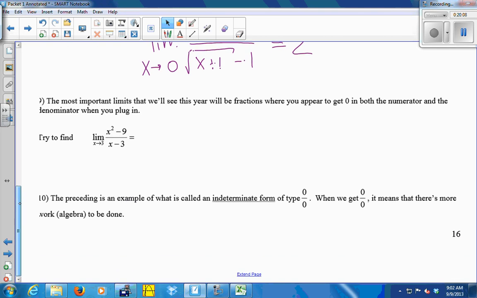Okay, so the most important limits that we're going to see this year are going to be fractions, where you appear to get 0 in both the numerator and the denominator when you plug in, just like this previous example. So here's another one. What happens if I try to plug 3 in? I'm trying to take the limit as x approaches 3 of x squared minus 9 over x minus 3. You get 0 over 0. Okay, so I can't just plug it in. So I could investigate with my calculator, or I could do some algebra and try to make it not 0 over 0. So what do you notice about x squared minus 9?